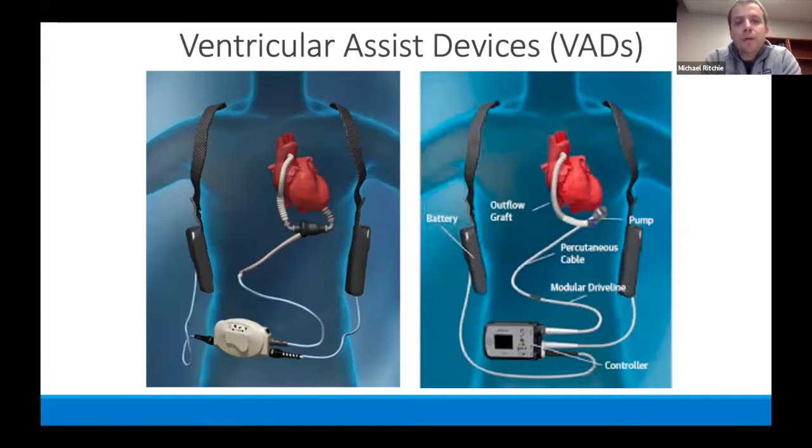This is what people think of when they think of a VAD. This is kind of the contraption. You'll have your pump that is attached to the heart. You have the drive line coming out of the body. It's going to be attached to a controller, and then that controller is going to be attached to batteries, which are connected to them. And this is how they would walk around and live their lives day to day.